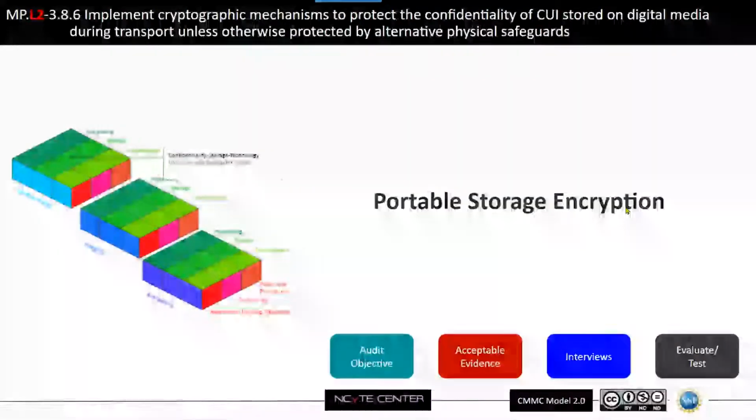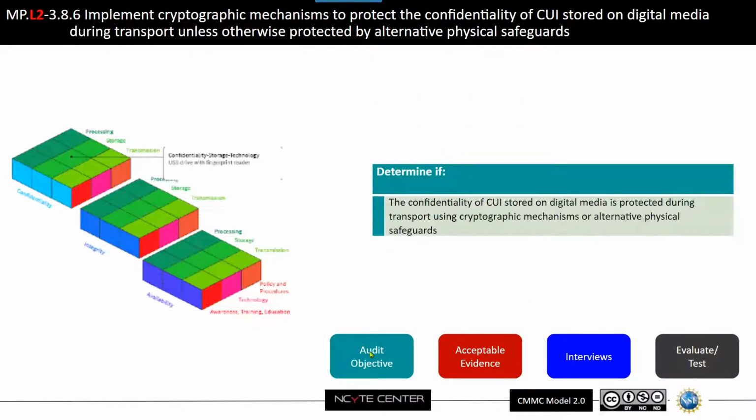All right. And this is implementing the cryptographic mechanisms for the digital media during transport, unless it's protected by alternate physical safeguards. It's difficult to not want to encrypt stuff. I mean, this is just a catch-all that solves many problems. All right. This is basically to maintain the confidentiality of the data. That's what we're trying to determine: if the confidentiality of that data is being secured when it's being transported.